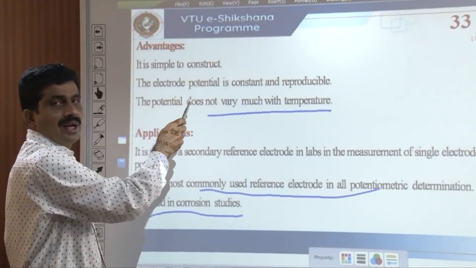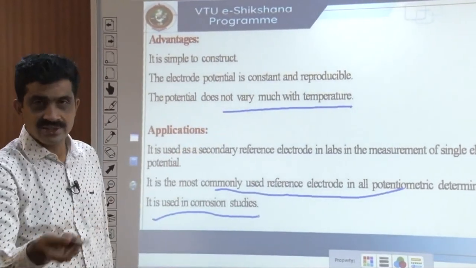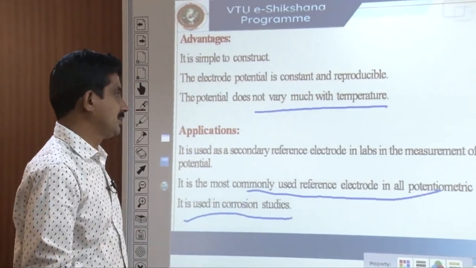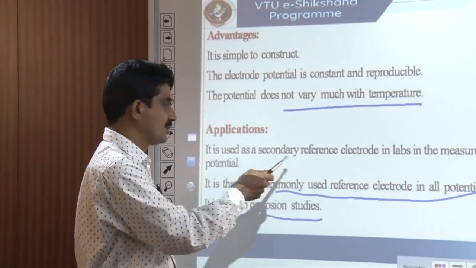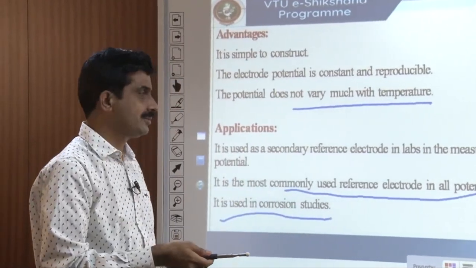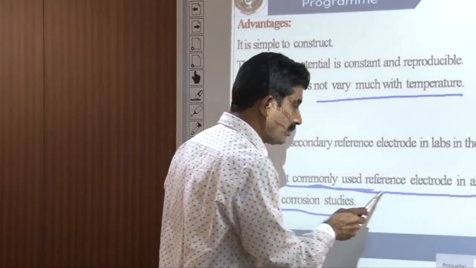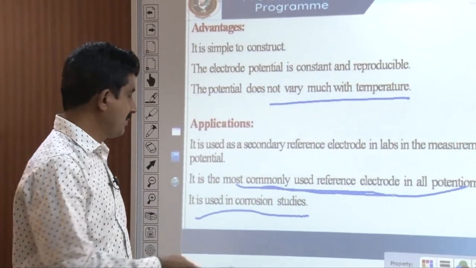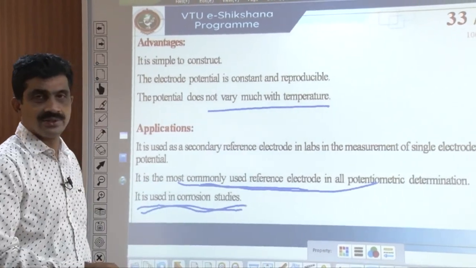Construction is simple and maintenance is quite easy, and the electrode potential is constant and reproducible. The potential value does not vary much with temperature, and these are the applications. It is used as the secondary reference electrode in labs in the measurement of single electrode potential, it is the most commonly used reference electrode in potentiometric estimations, and it is used as the reference electrode in corrosion studies.